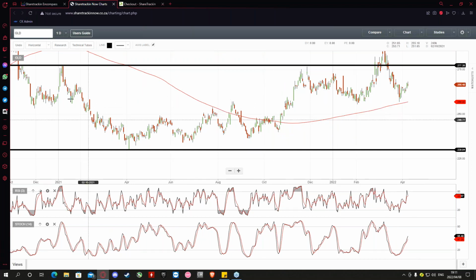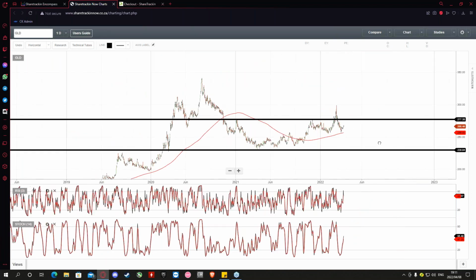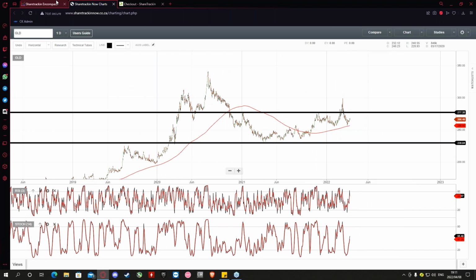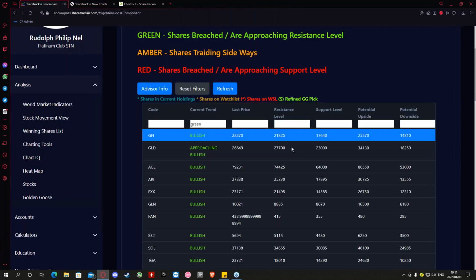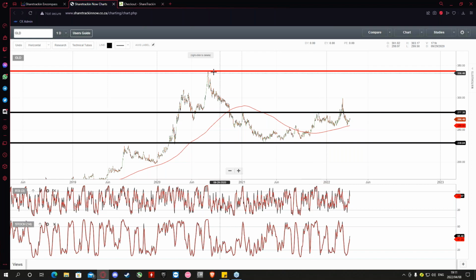So it needs to go out of this sideways trend. For that to happen, it needs to break through this 277. Once it does that, if I pull the chart like this, then we'll see that the potential upside on this one is 341.30. 341.30 is more or less there, so basically that highest peak that it previously had. So that is where the share can grow to if it breaks through this 277 line.